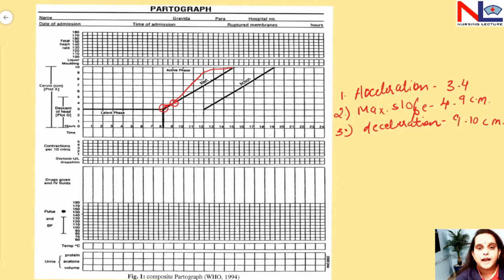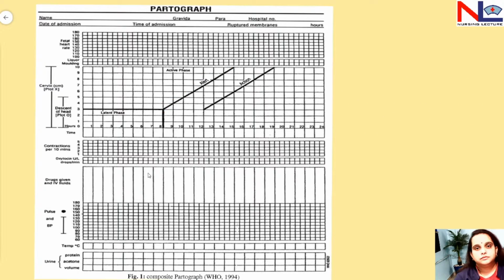Okay. So, as these phases were introduced, what is seen in this graphical recording is that an S shape is forming. In the active phase, what is forming? An S shape, and that is called the sigmoid curve. So, this was about the composite partograph, and W.H.O. recommended another version of this partograph, that was called the modified partograph in 2000. So, let me show you another image.